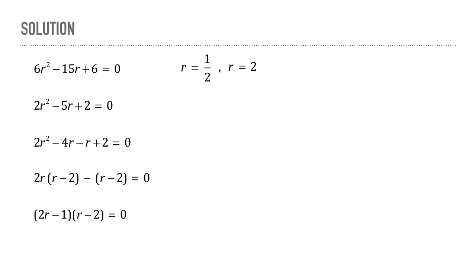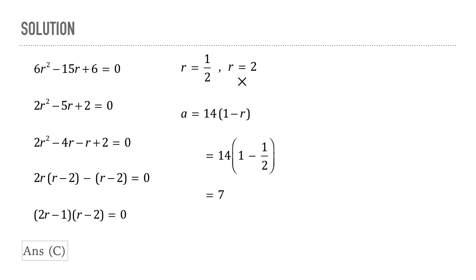Now R, being the common ratio, must be less than 1, and therefore we reject the second value. We can now find A from this equation. So A is equal to 14 times 1 minus half, which is equal to 7, and therefore the correct answer is option C.